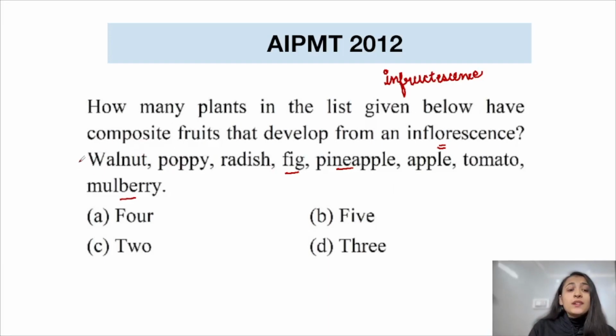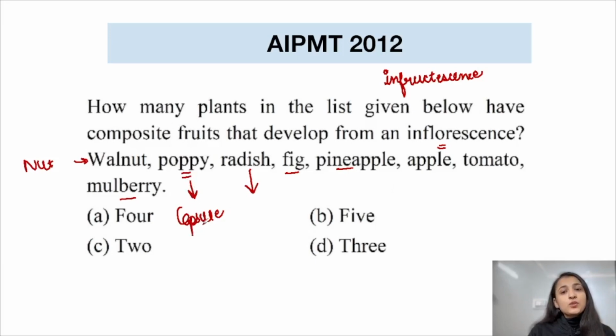Walnut. Now walnut is a simple fruit. It is a nut. It comprises a very hard and woody epicarp. It is also called a nut. This is a simple fruit. It is not a composite fruit. In case of poppy, poppy is a capsule. And this capsule is also a simple fruit. Poppy is also a simple fruit.